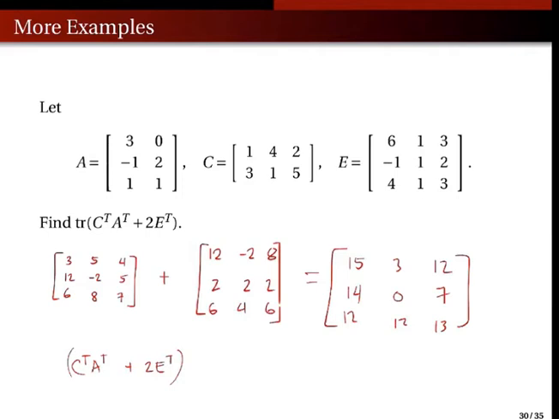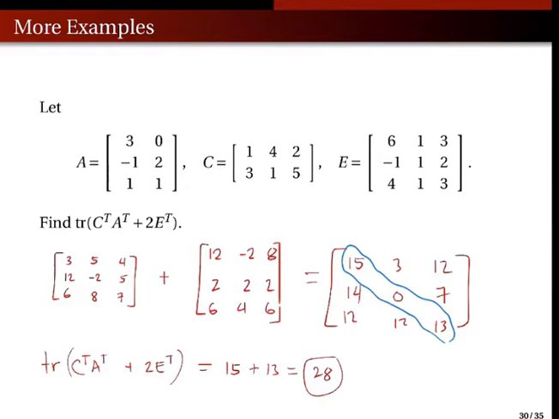And then finally, we look at the trace. So for the trace, you just need the main diagonal here. That's your main diagonal. So you will only have 15 plus 13, which is equal to 28. So that's the trace of the matrix. Okay?